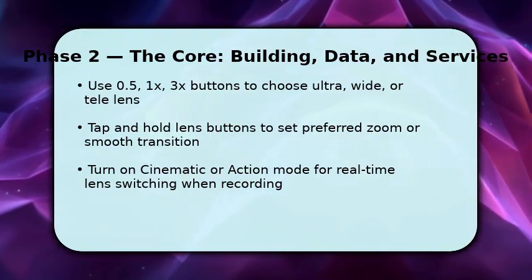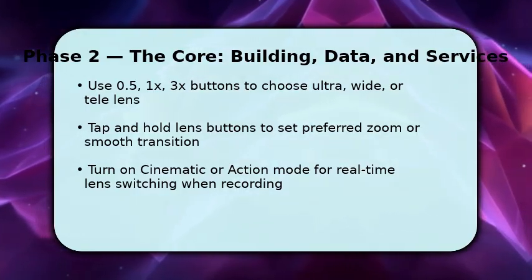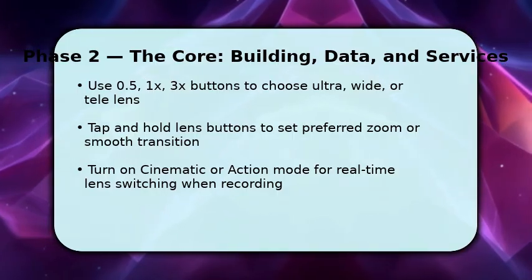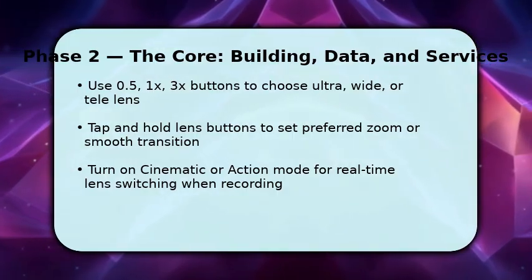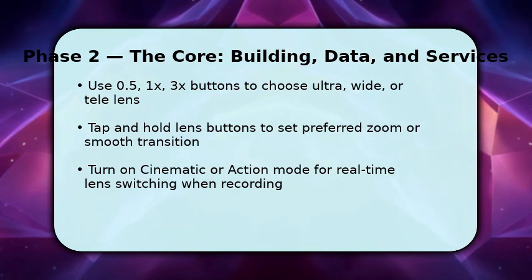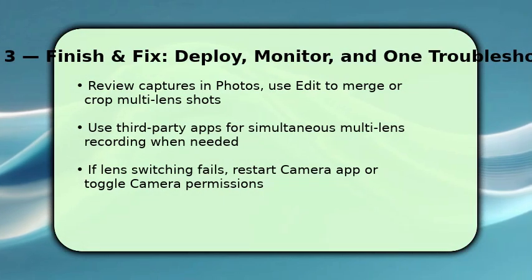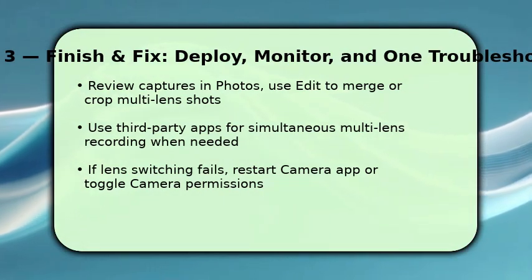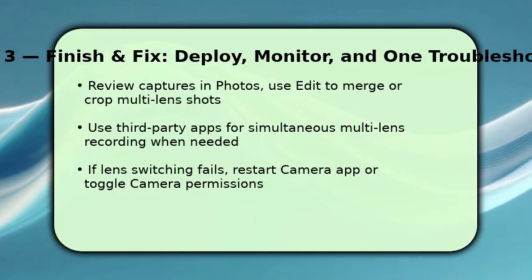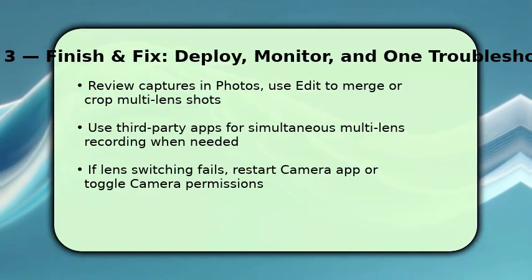For moving subjects, enable cinematic or action mode, because these modes auto-manage lens switching and stabilization, so your footage remains steady and focused. To finish, capture your shots and review them in photos. Make adjustments with edit, crop, stabilize, or merge multiple lens frames for a single narrative.